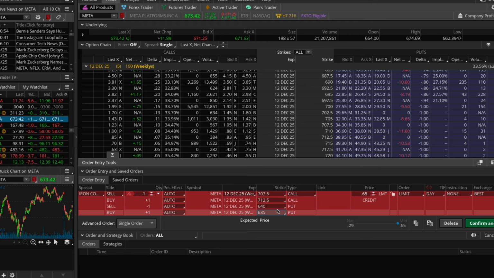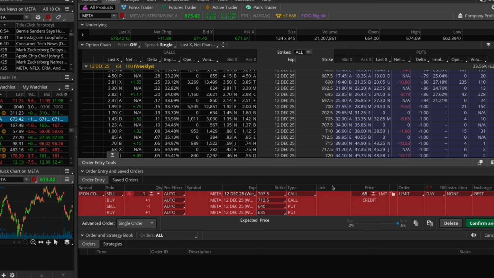So we're using 10 deltas on both the put and the call side. We're selling a 640 put and buying a 635 put. And on the call side, we're selling a 707.50 call and we're buying a 712.50. So we have $5 in between each of these sides, the call side and the put side. And our credit based on the system default would be $65.